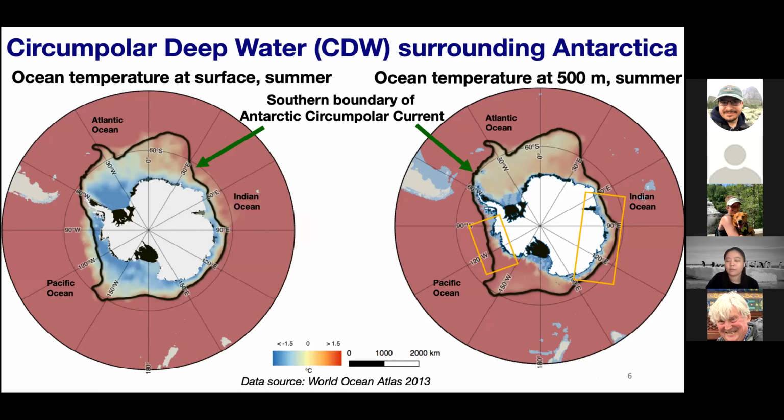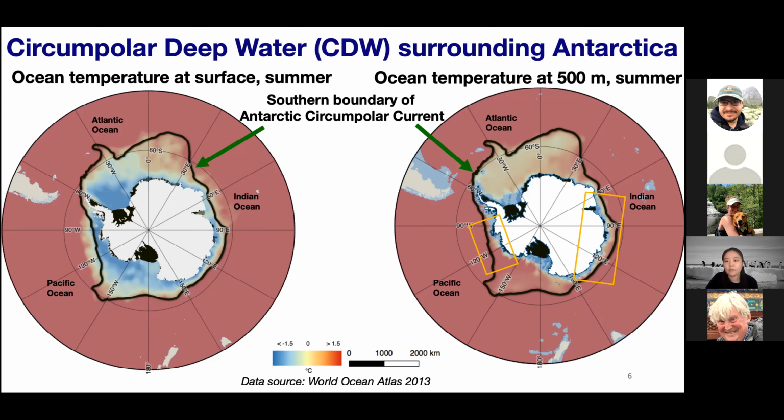So this CDW is sourced in the deep ocean beyond the continental shelf break, and it is a warm, salty blend of water masses, including North Atlantic deep water and Antarctic bottom water. Then CDW is transported clockwise around the continent in the Antarctic Circumpolar Current.